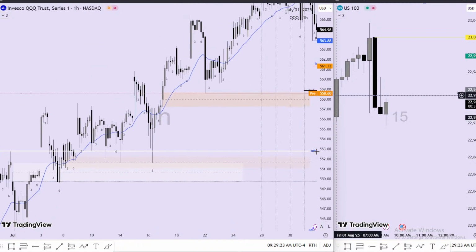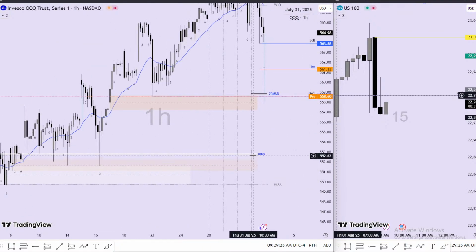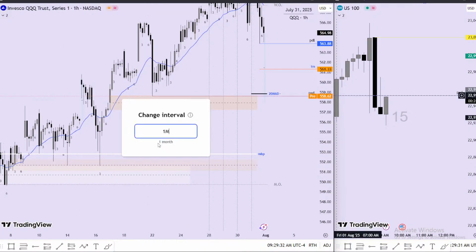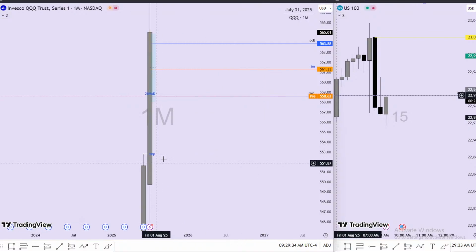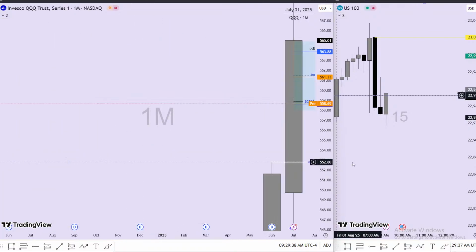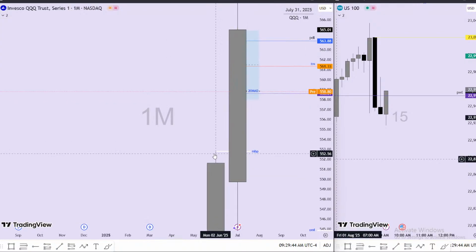And if we continue towards the downside, then the next level I'm looking at is the monthly breakout point. The monthly breakout point is this point, the high of the previous month, the high of the June candle.